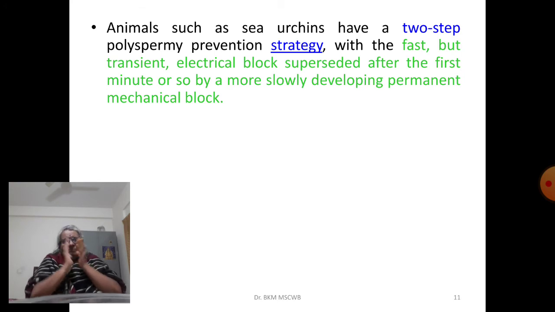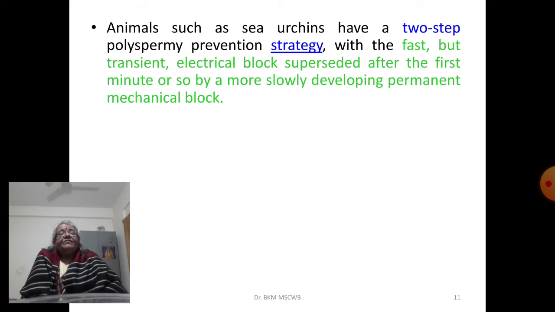What I meant to say by this statement is, see, till the first minute after the first sperm enters the egg, this electrical polyspermy block or fast block mechanism operates. Then, please note, this is a temporary phase and this can happen only for 1 minute. So, what should happen after the first minute? So, the electrical block goes off.